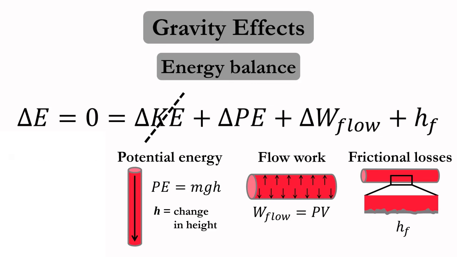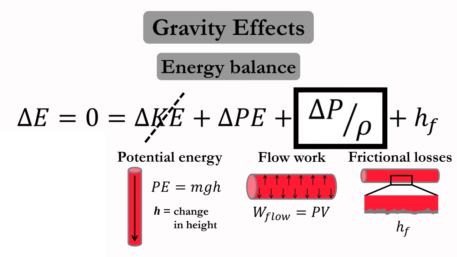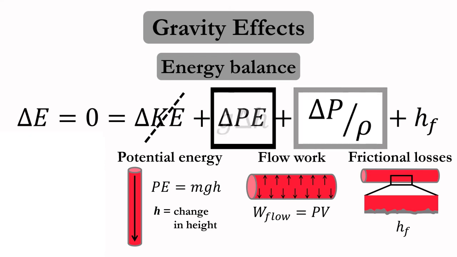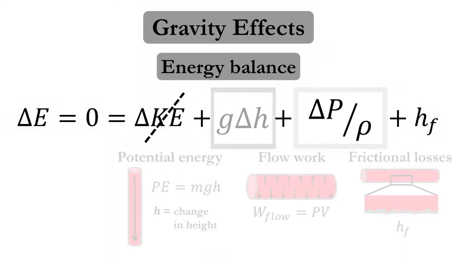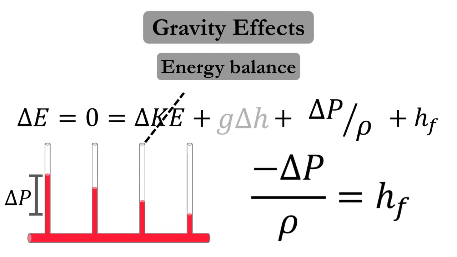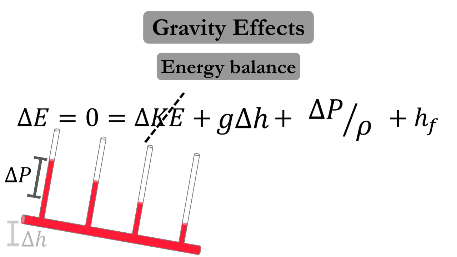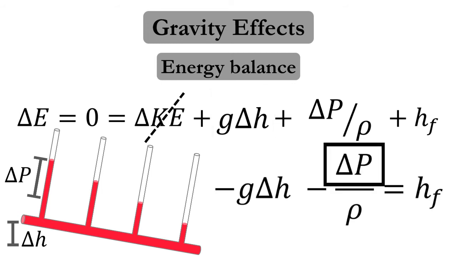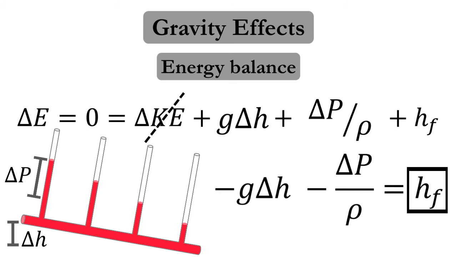We can express the change in flow work as the pressure change divided by the fluid density, and the change in potential energy as a gravitational constant multiplied by the change in height. For a non-tilted pipe, the pressure change is simply proportional to the frictional losses in the pipe. However, since we now have an added term in our energy balance due to potential energy changes, the pressure loss must change to account for this, since the frictional losses remain the same.